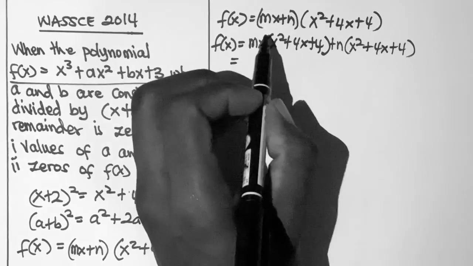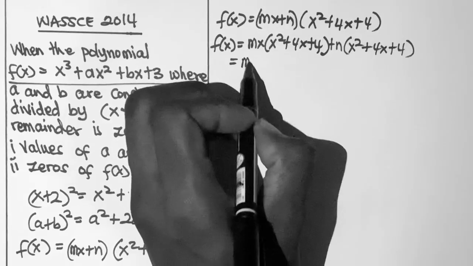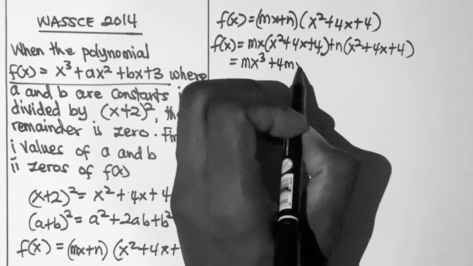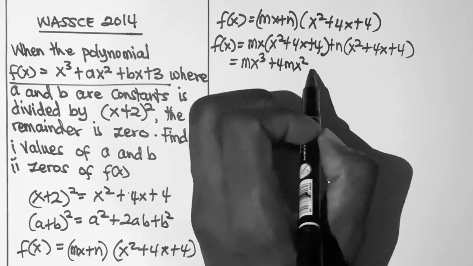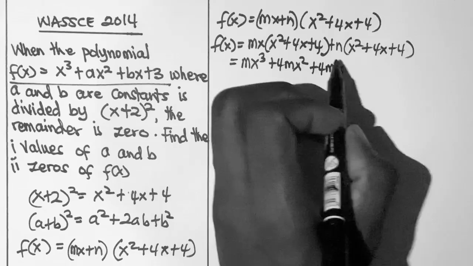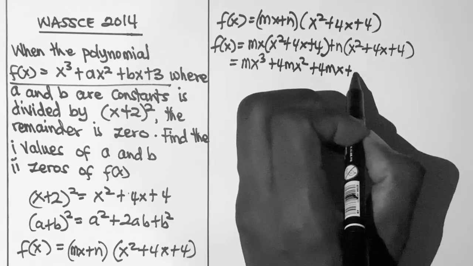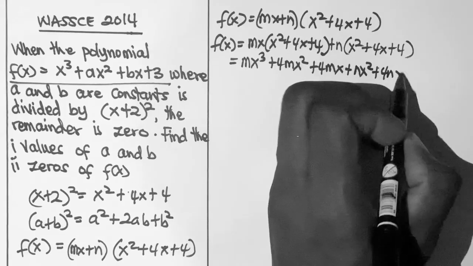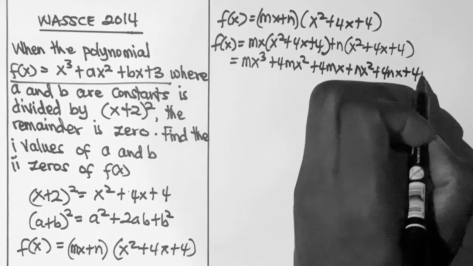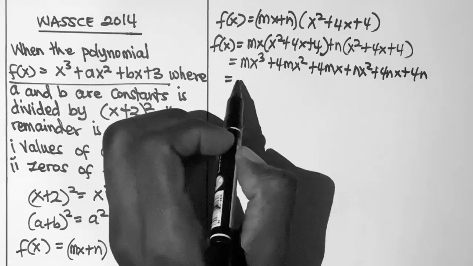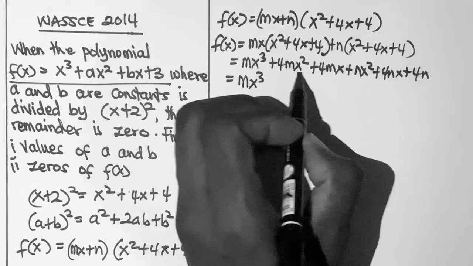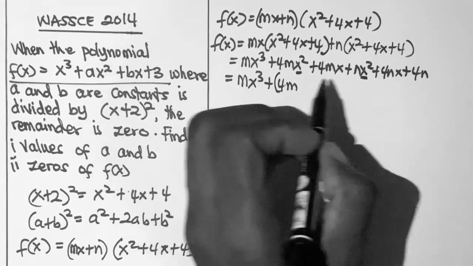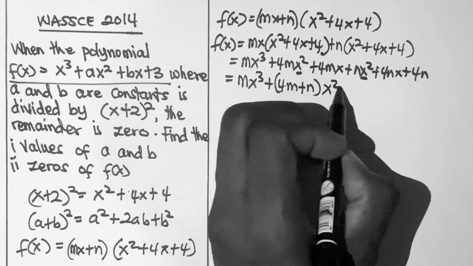So if we expand, mx times x squared becomes mx cubed, then plus mx times 4x becomes 4mx squared, then mx times 4 becomes plus 4mx, then plus n times x squared is nx squared, then n times 4x is plus 4nx, then n times 4 is plus 4n. So let's group like terms. So here's mx cubed. You can see that here's x squared. So it becomes plus 4m, then plus n, x squared.